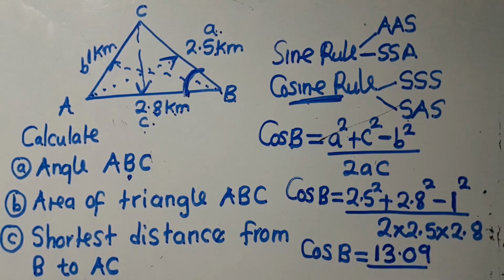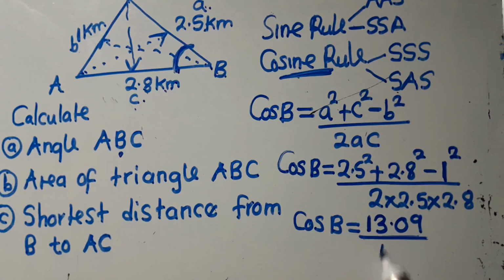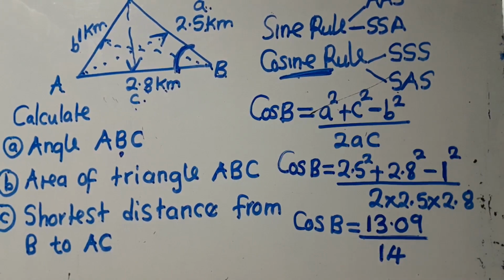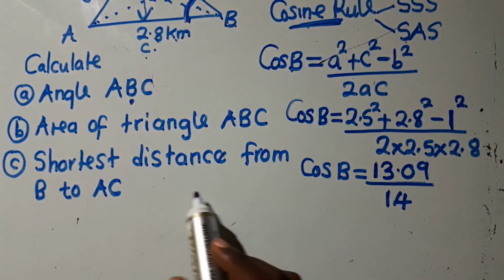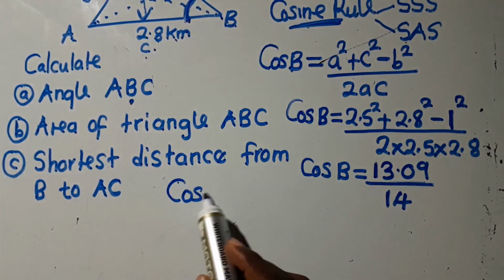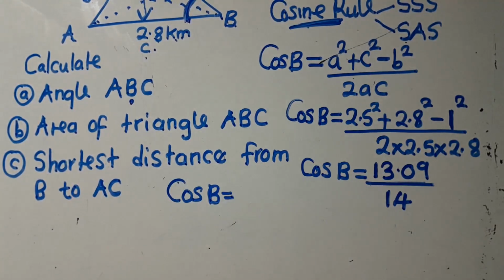13.09 over. Then we go down there, we say 2 times 2.5. You can just confirm. I can make a mistake even as I'm typing, but this is what you're supposed to do. I'm getting a 14. Hope you're able to see a 14 there. So now, how do I work out this? I'll start from here, where I'm going to say that cos B is equal to, if I divide there, what answer am I getting? 13.09 divided by 14. What answer are we getting?